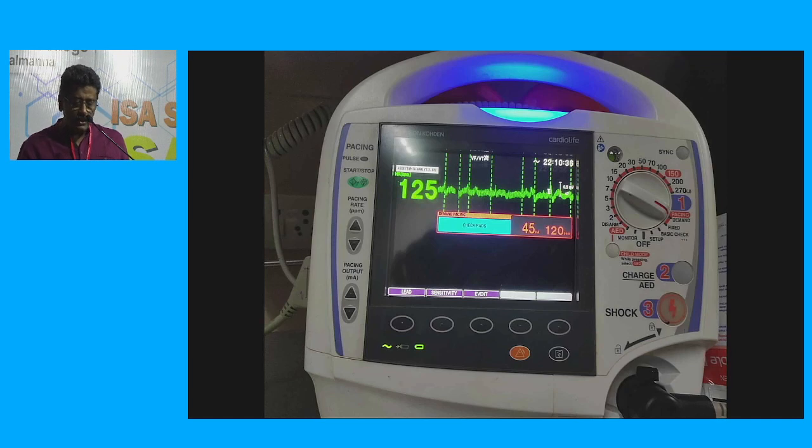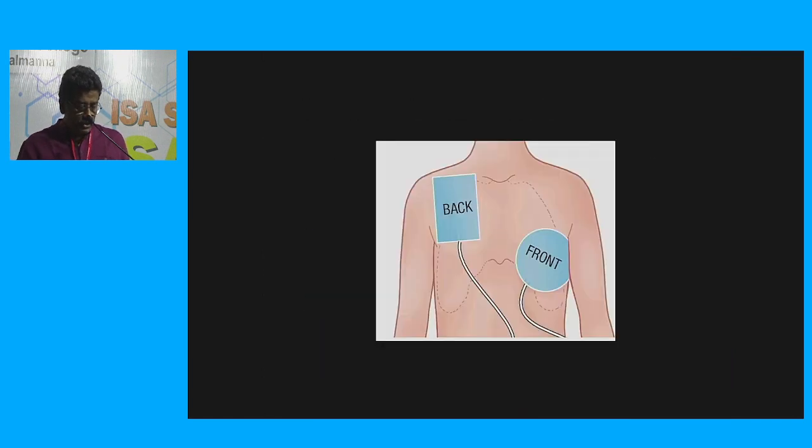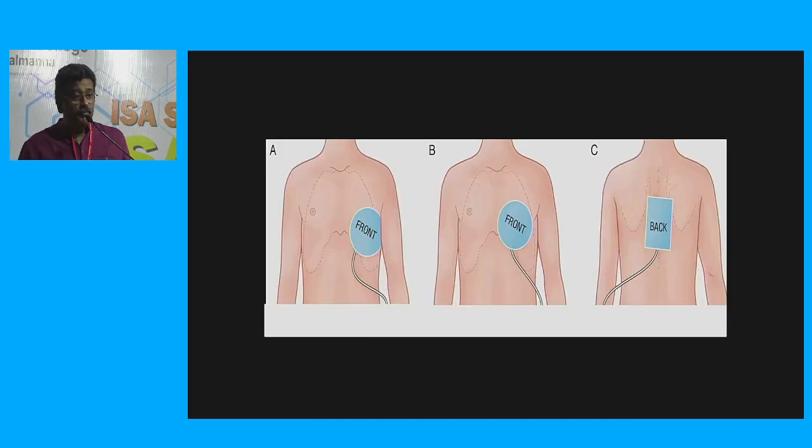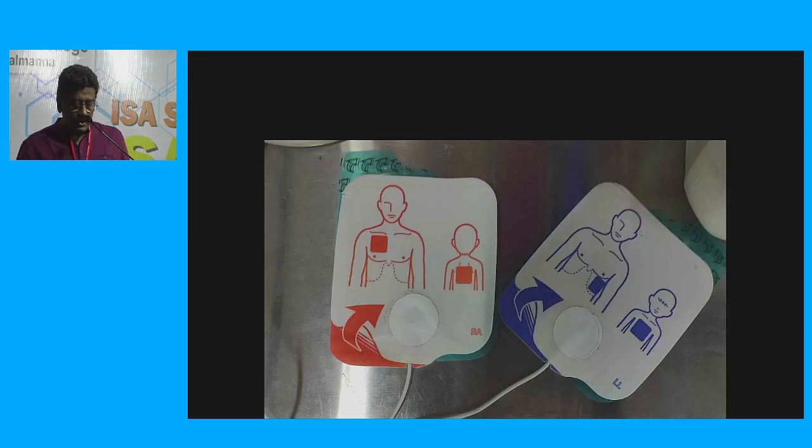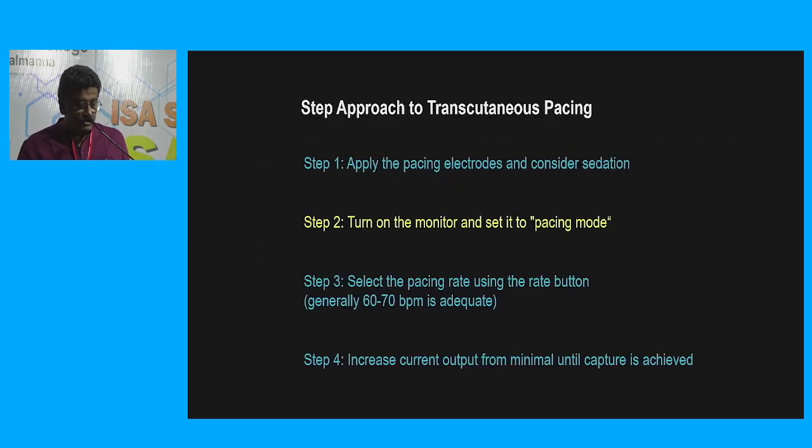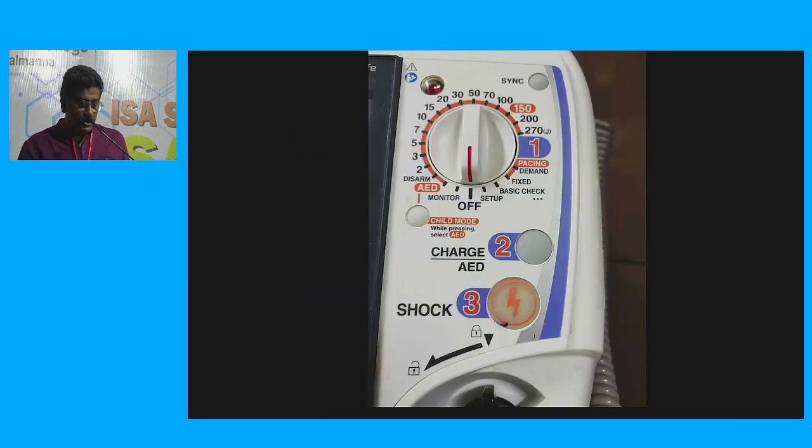Apply the pacing electrodes. It is written front and back. Either you can place them as I said, or in the mid axillary line in the V3 position. All of these are demonstrated on that. Turn on the monitor to pacing mode. Here you can see where exactly the pacing is. What is written as 1 is the pacer on.